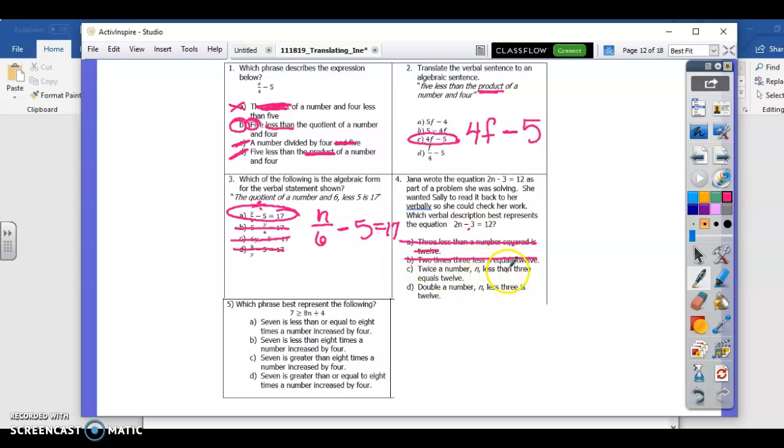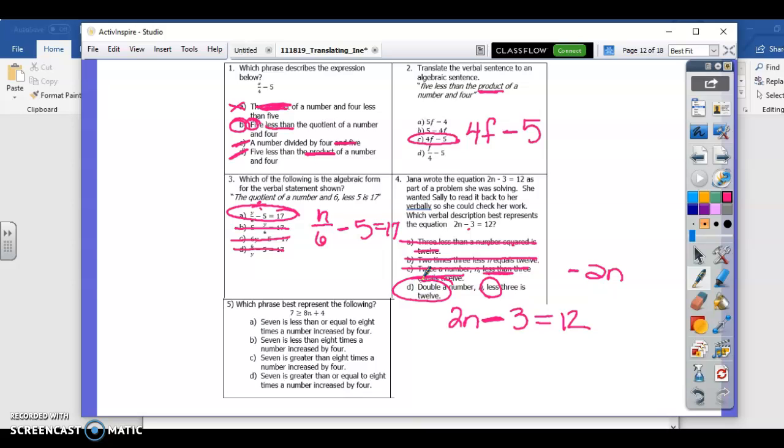N, less than. Anytime it says less than, that means this would come second, and that's not what we want. Double a number n, so that's good. Double means 2n. Less 3. If it just says less, that just means minus. That's different than saying less than. Less 3 is 12. So the answer here should have been D.